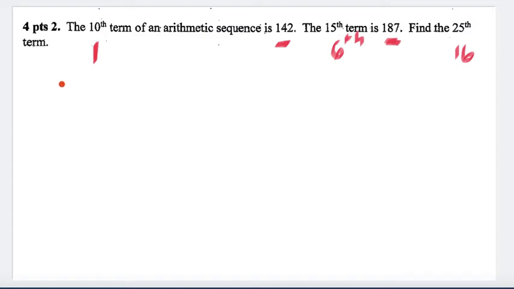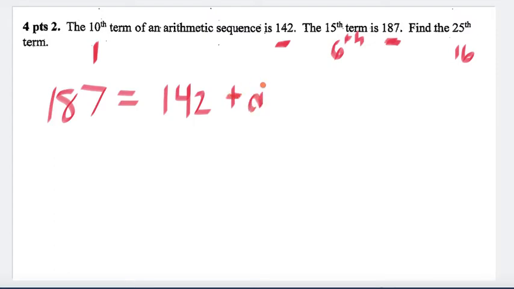Okay, so using the same formula as before, but this time there's a different unknown. The 6th term is 187. That equals the first term, which is 142, plus the common difference, which I don't know this time. I don't know it yet, times n minus 1. Well, I do know that if I drop this down to the first term and I drop that down to the 6th term, there's 6 terms in this sequence that I have set up. So that's going to be 6 minus 1. And the only thing I don't know is d. So I'm going to use this to find d.